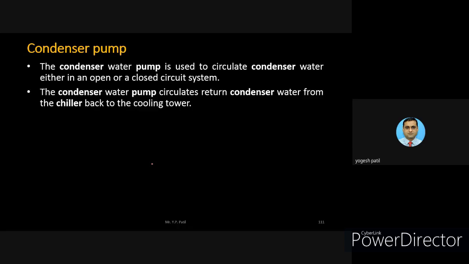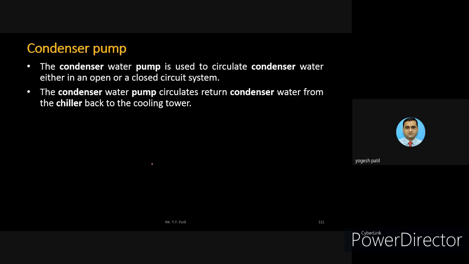The condenser water pump circulates return condenser water from the chiller back to the cooling tower. So now you can easily imagine where the condenser is placed. In the chiller there are four parts. The output of the compressor is in the form of high pressure, high temperature gas, right? That will be condensed with the help of the condenser. It reduces the temperature, and it also reduces the pressure. And how is it reduced? With the help of a heat exchanger.